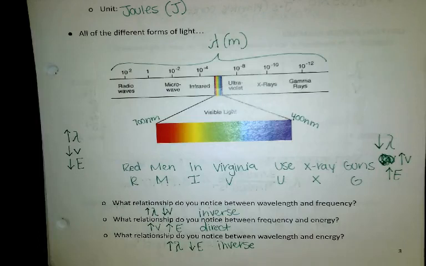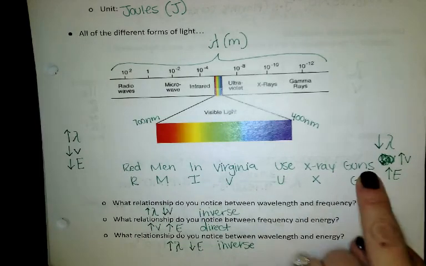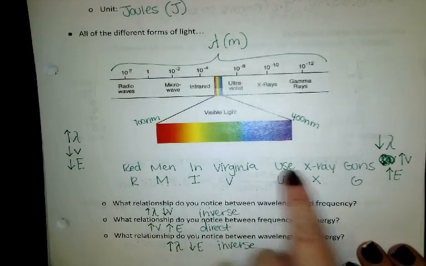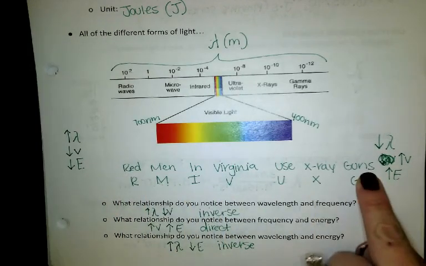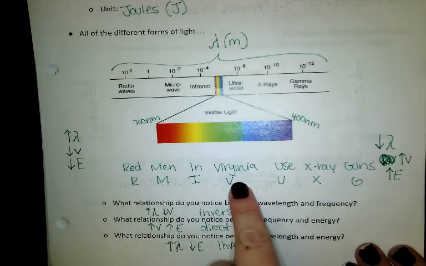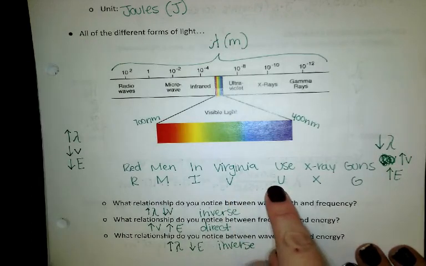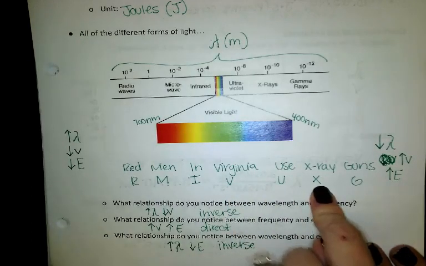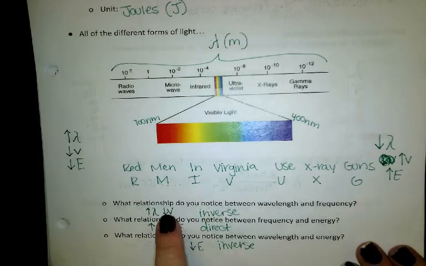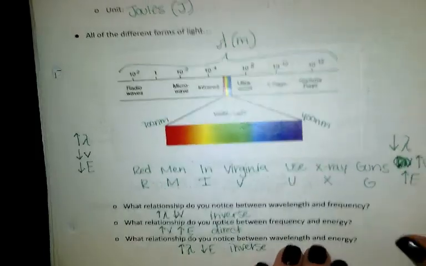Now remember, you do need to know all of these different types of light. A good way to remember it is: Red Men In Virginia Use X-ray Guns. Red is radio, men is microwave, in is infrared, Virginia is visible light, use is ultraviolet, X-ray is X, and guns is gamma. Remember that there is an inverse relationship between wavelength and frequency, a direct relationship between frequency and energy, and an inverse relationship between wavelength and energy.